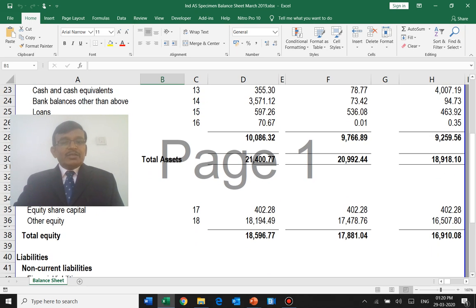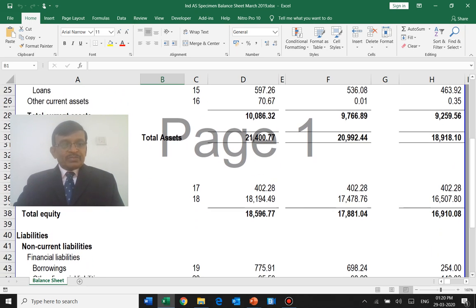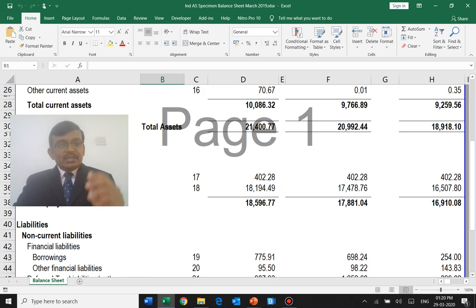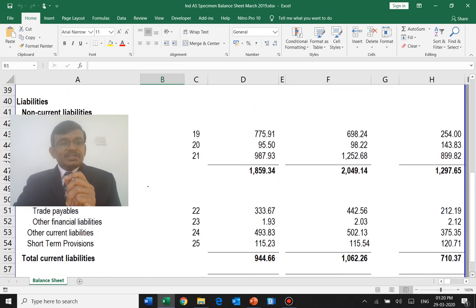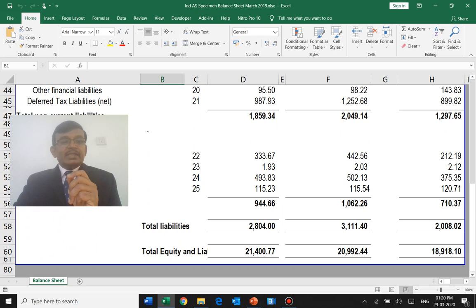And total equity is shown as a subtotal. Then you have liabilities. Under liabilities, you have non-current liabilities, which again have a subtotal. And you have current liabilities, which also has a subtotal. Then the total liabilities as a subtotal. Then the total equity and liabilities as an overall total.